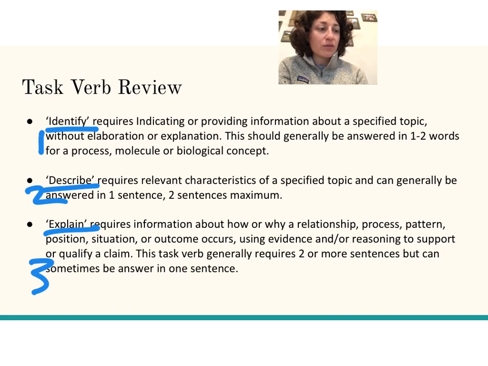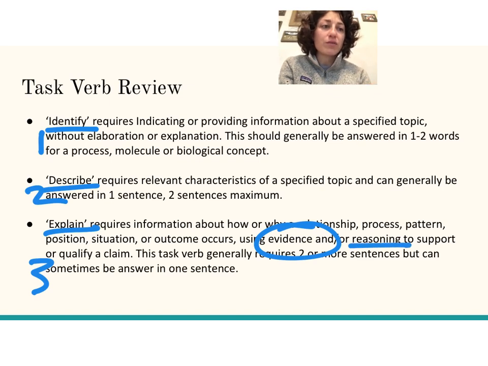Describe, requiring relevant characteristics. Okay, and these relevant characteristics of the specified topic can usually be answered in a sentence. You need to use your actual passage to figure out what it is that you need to describe. Okay. But this is kind of a 2 in terms of detail. The explain will require a little bit more and usually is going to require evidence, okay, and or reasoning to support or qualify a claim. So you really want to make sure that you are going into a little bit more detail when you're asked to explain, especially when that refers to a trend, okay?